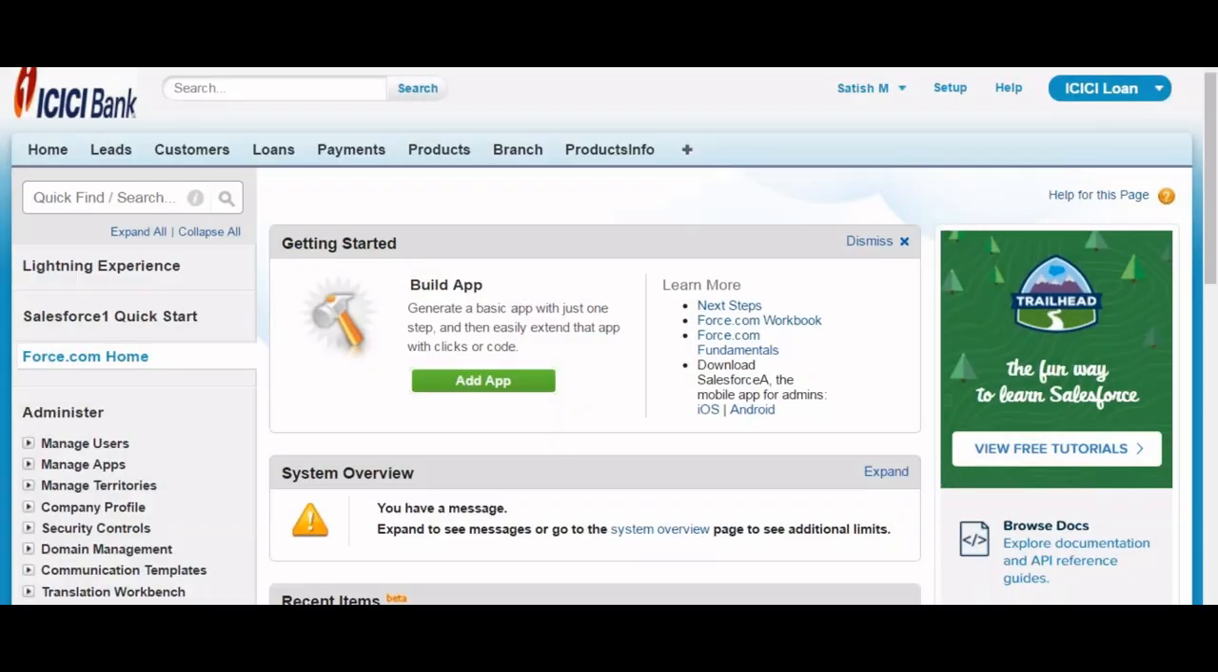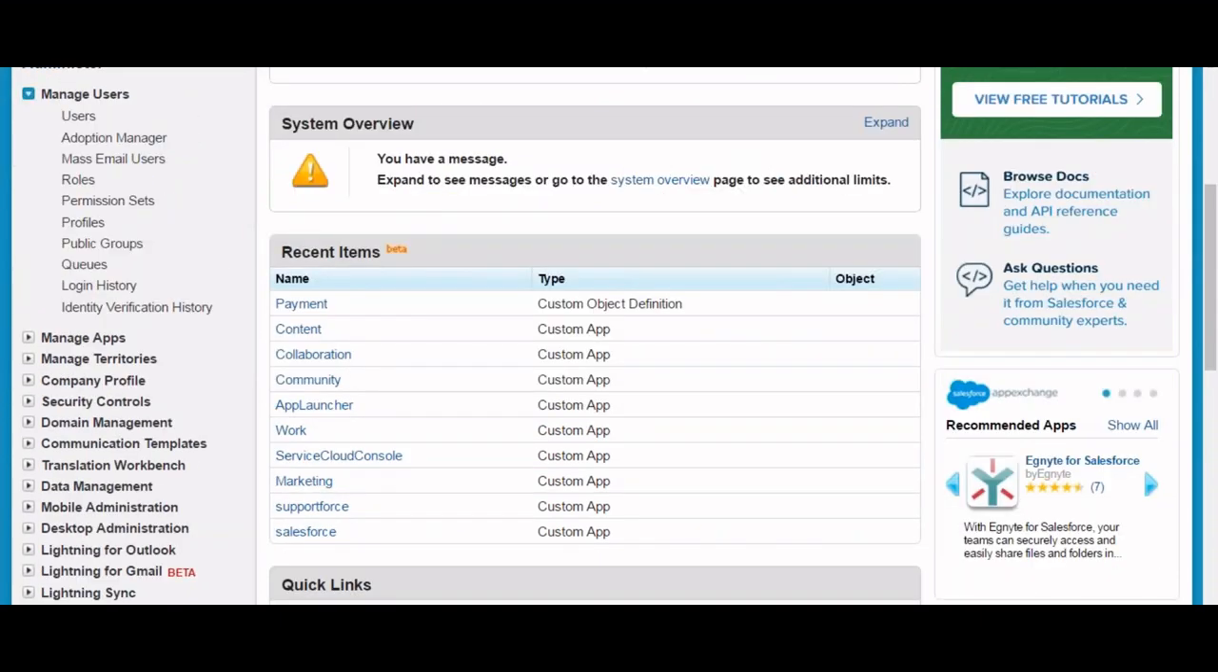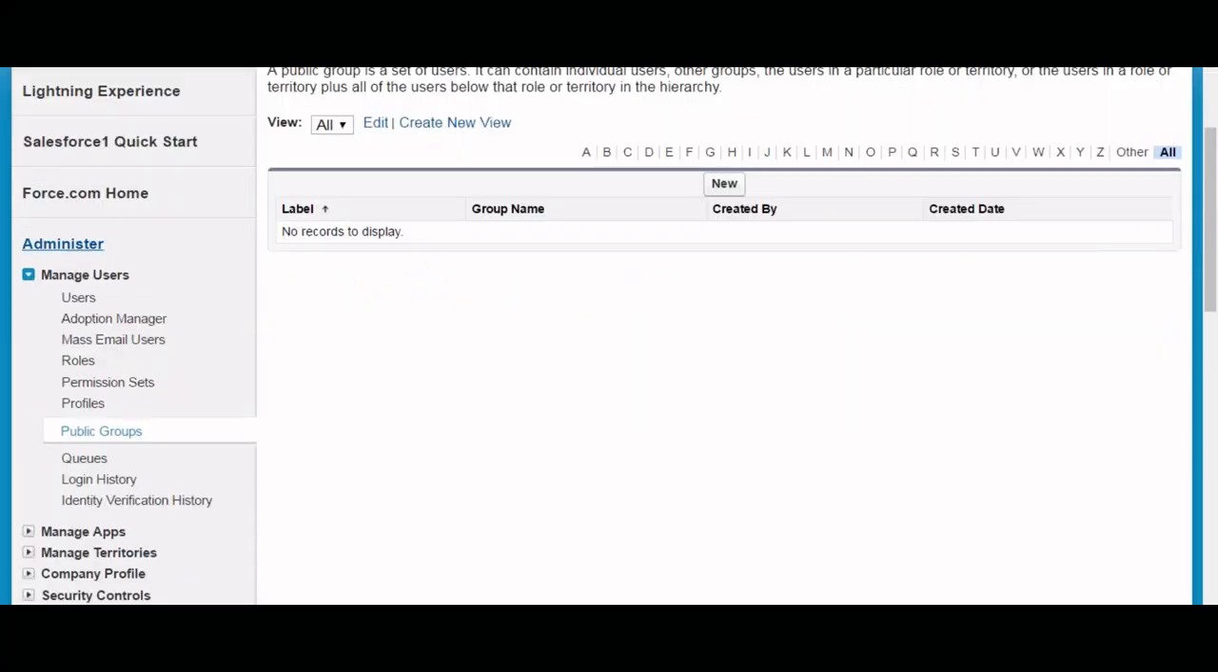Trying to create a public group. Set up, administer, manage users, public group, new public group.